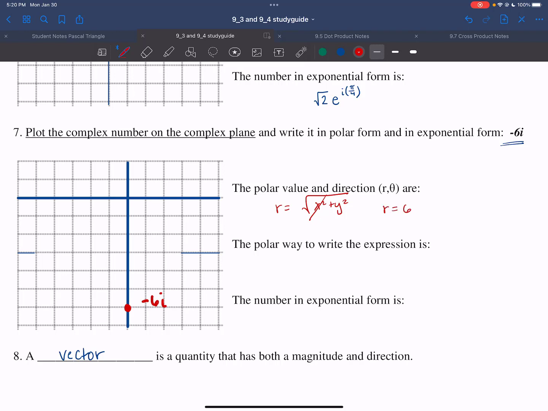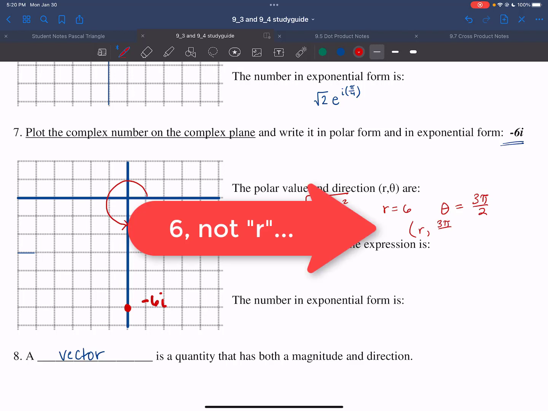And then I take a look at this, and I don't even have to do my inverse tangent on this one. If I go around, I will see that I'm at 3 pi over 2 as far as my angle is concerned. So my theta is equal to 3 pi over 2. And so the way I would write it is r comma 3 pi over 2.